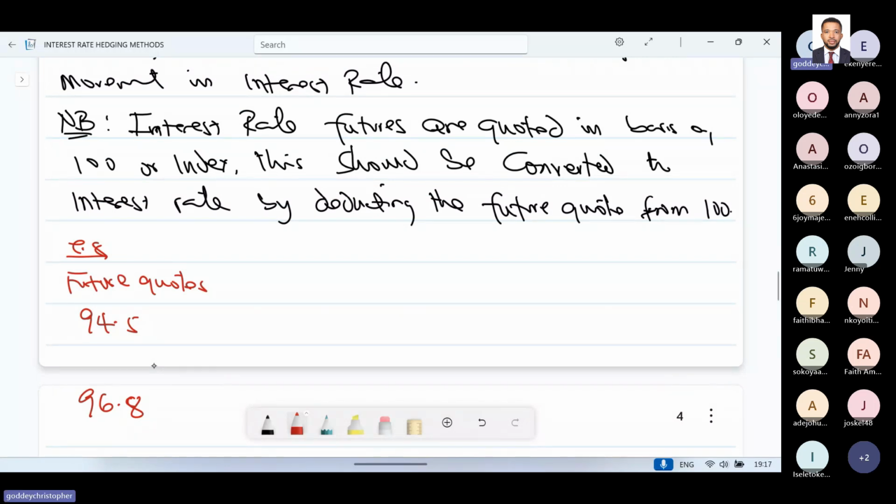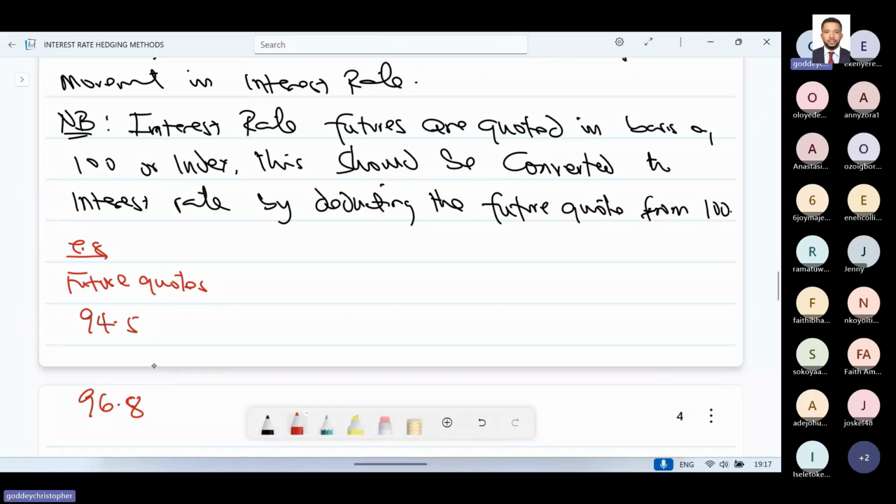Okay, so there are different ways you can solve, but the easiest is simply to convert whatever future quote you are given. Futures are quoted in what? In index points on a 100 basis, right? When you did bond valuation, bonds are quoted per 100, and they say a bond is trading at 94, it's per 100. That's how futures are also quoted. So the easiest approach is to convert these futures into interest rate. Simply deduct this from 100 and you get the respective interest rate.